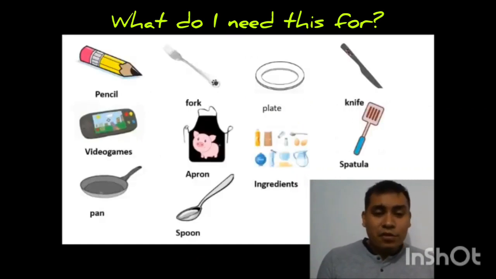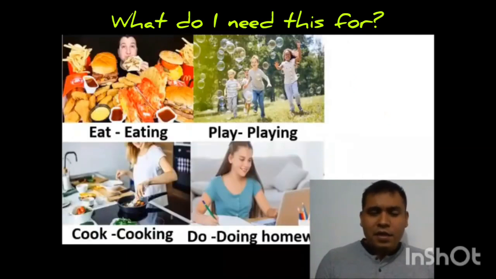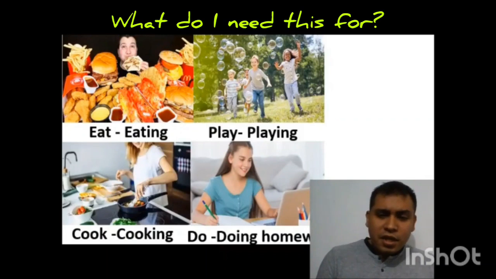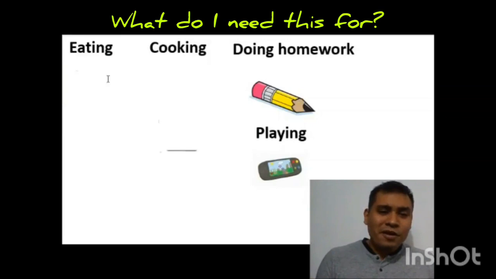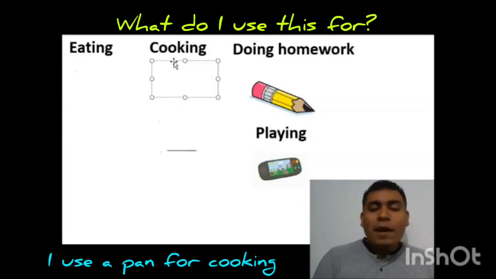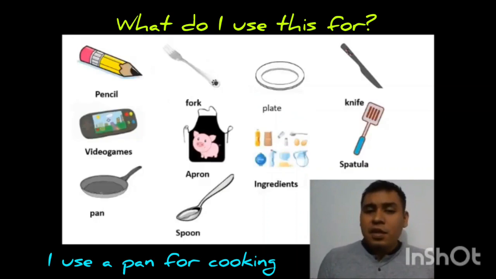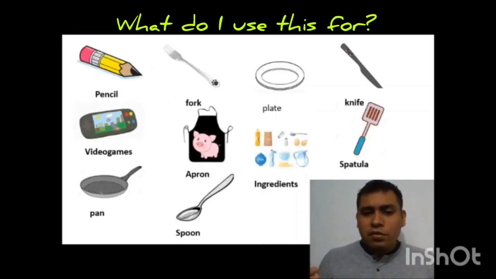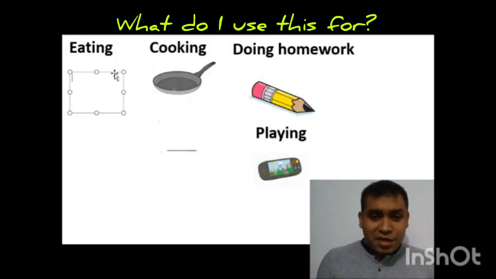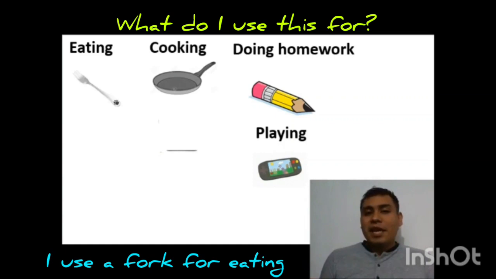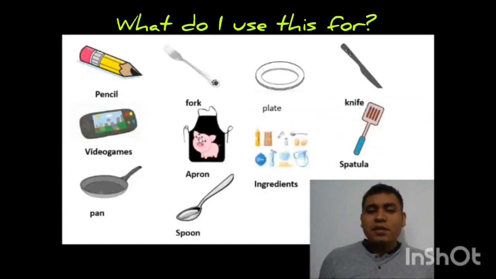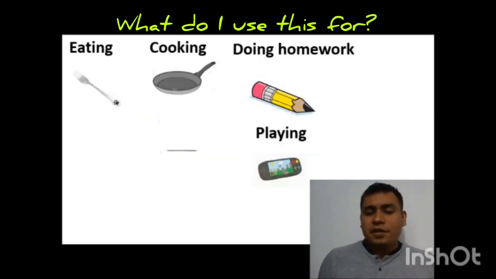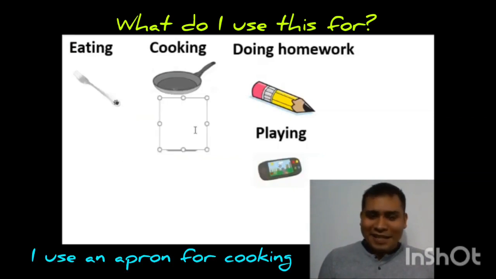We have 6 more. Can you help me with them? Pan. In which verb do I use pan? I use the pan for eating, playing, cooking, or doing homework. It's for cooking. That's excellent. What about the fork? The fork is used to cook or to eat. It's used to eat, right? It's eating. That's excellent. What about the next one? That is the apron. The apron is used for cooking or is used for eating? It's for cooking, right? That's excellent.